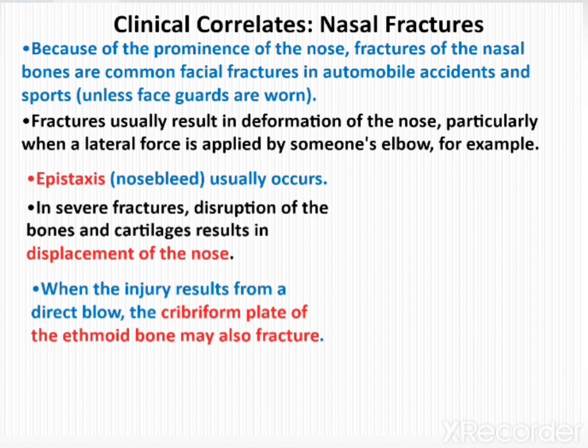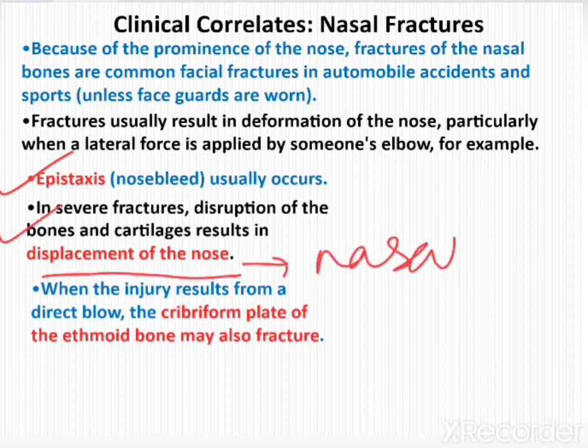Clinical correlates: nasal fractures. Because of the prominence of the nose, fractures of the nasal bone are common facial fractures in automobile accidents and sports. Fractures usually result in deformation of the nose, particularly when a lateral force is applied by someone's elbow. For example, the clinical features are epistaxis or nosebleed. In severe fractures, there is disruption of the bones and cartilages resulting in displacement of the nose or the nasal bones. When the injury results from a direct blow, the cribriform plate of the ethmoid bone may also fracture.